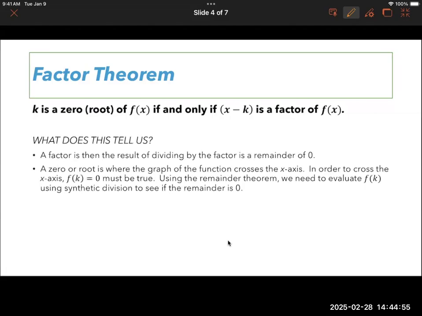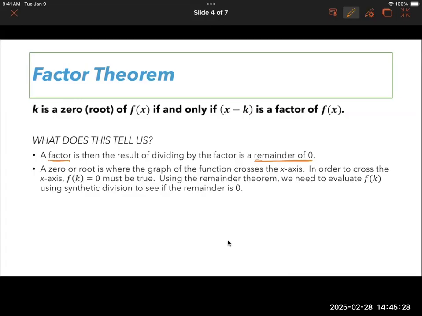Now, why is that helpful to us? What does this tell us? Well, think about what you already know about factors. A factor is the result of dividing when you get a remainder of 0. So if we can do synthetic division and we can get a remainder of 0, then that x minus k must have been a factor.